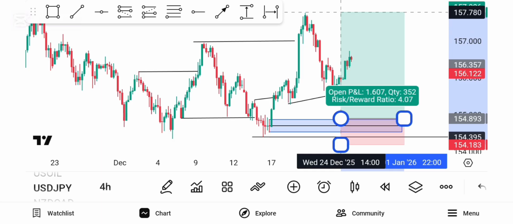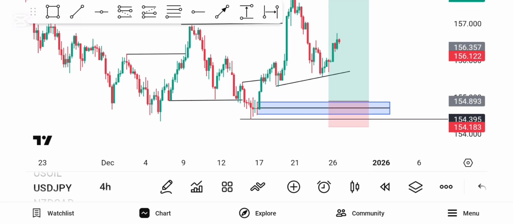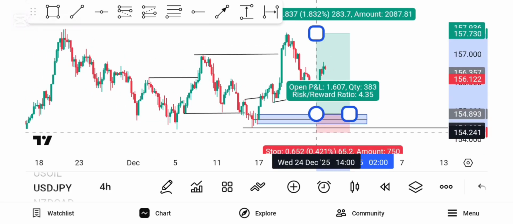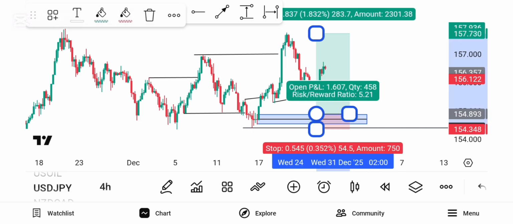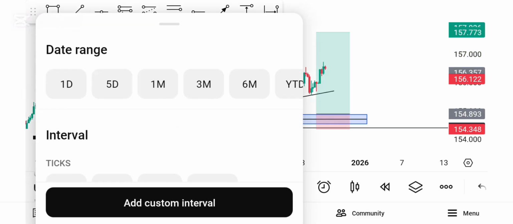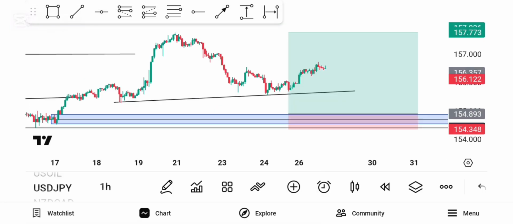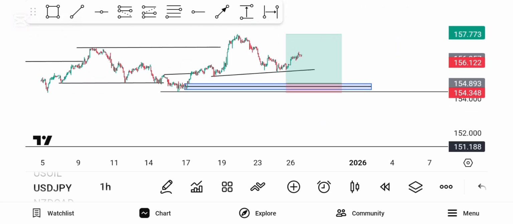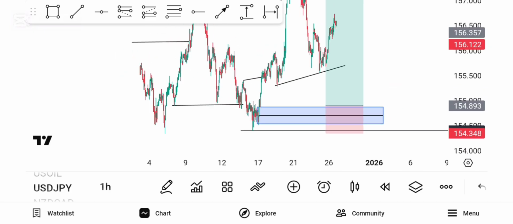So I'll be buying from this order block. Then I'll be putting my stop loss here, and my TP here. You can scale down to the lower time frame so you see it clearly. So let me go to the 1 hour time frame. This is the 1 hour time frame here.